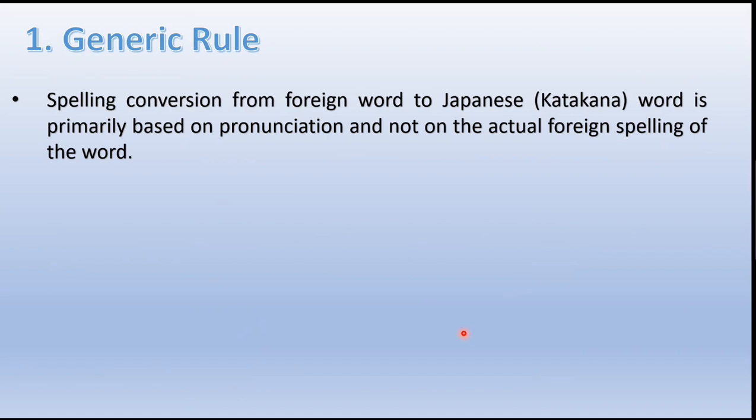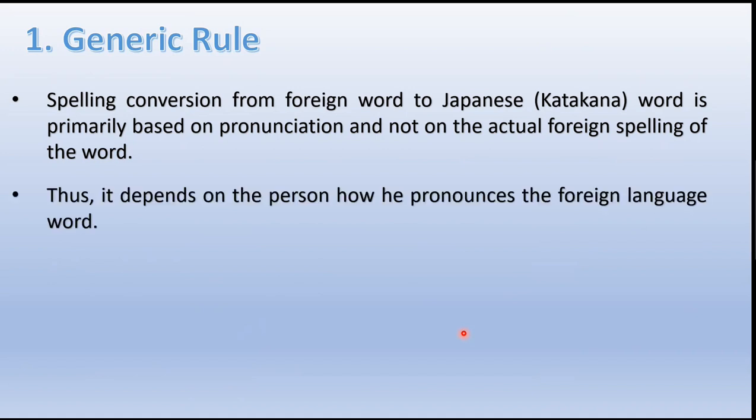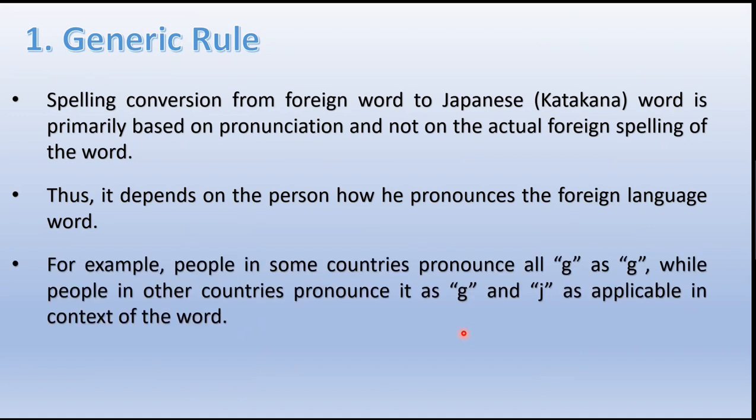So rule number one, the generic rule. Spelling conversion from a foreign word to a Japanese or katakana word is primarily based on pronunciation and not on the actual foreign spelling of the word. Thus, it depends on the person how he pronounces the foreign language word. For example, people in some countries pronounce all the G sounds in words as a G sound, while in other countries people pronounce it as G and J as applicable in the context of a particular word.